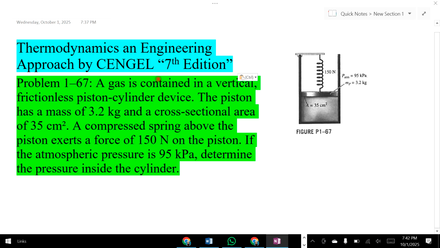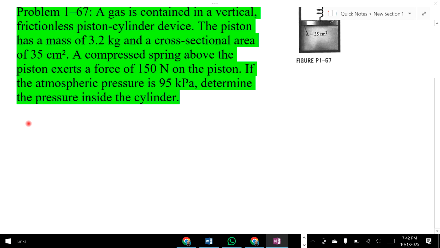So, the problem statement is: a gas is contained in a vertical frictionless piston cylinder device. The piston has a mass of 3.2 kg and a cross sectional area of 35 square centimeter. A compressed spring above the piston exerts a force of 150 Newton on the piston. If the atmospheric pressure is 95 kilopascal, determine the pressure inside the cylinder. Inside the cylinder is gas, it means that find the pressure of gas.